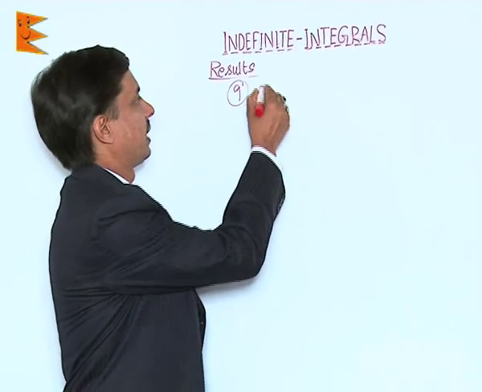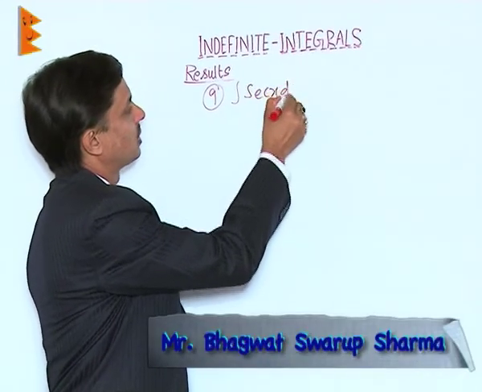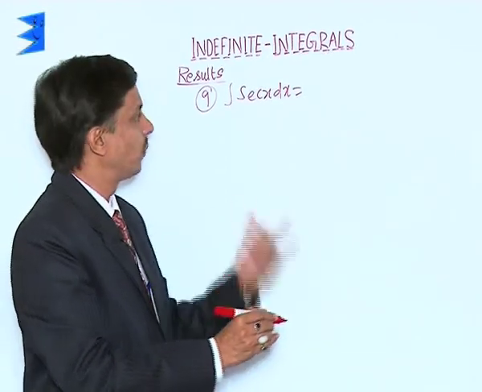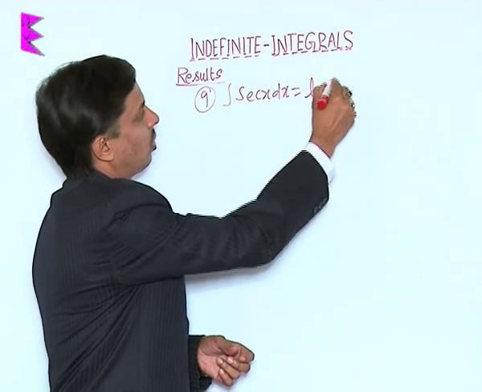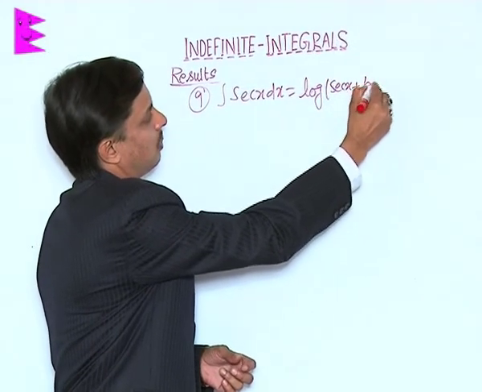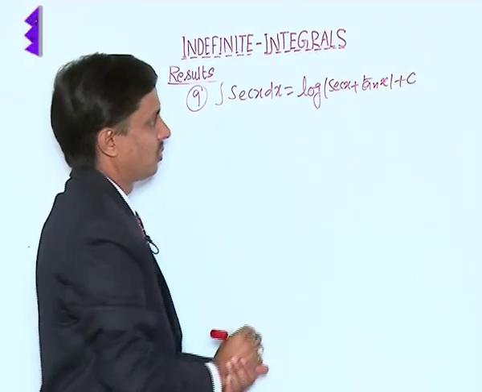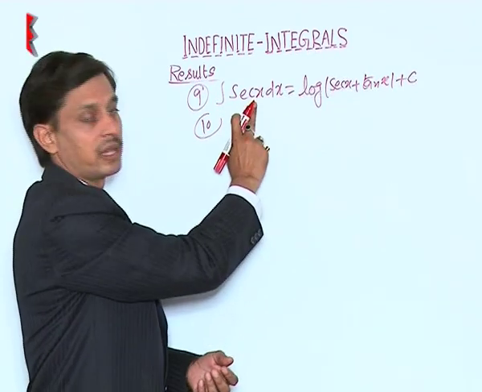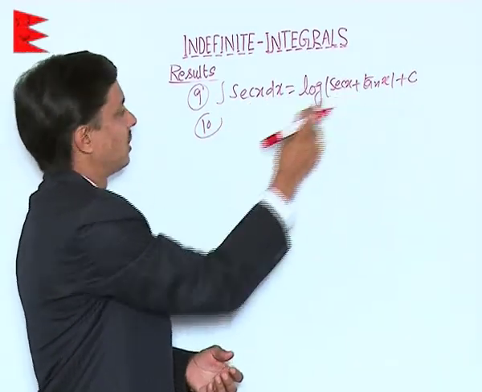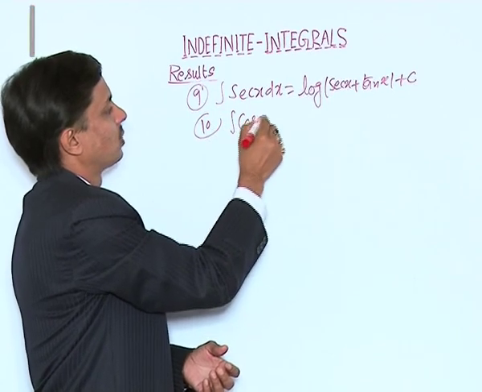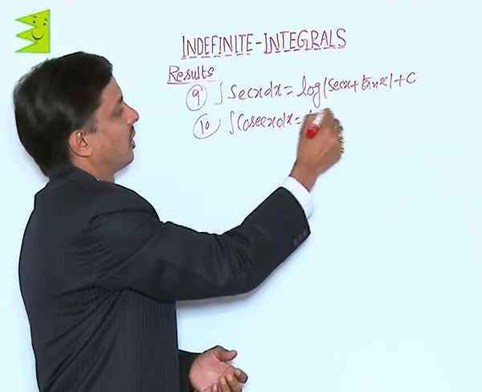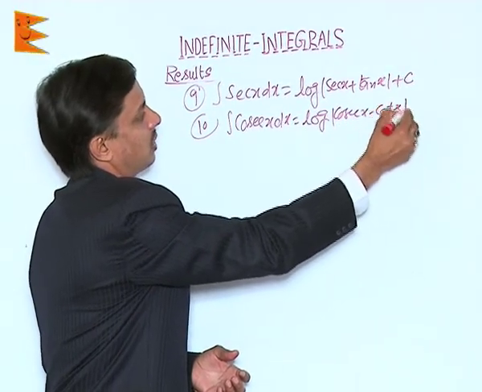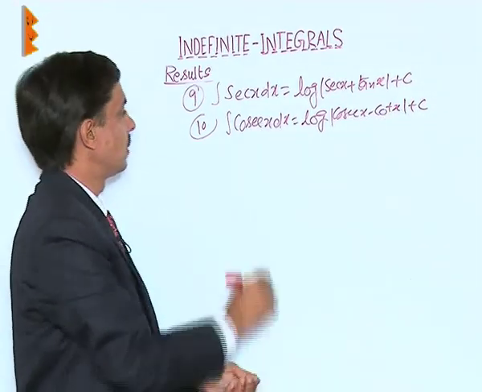Now the integration of sec x. If we discuss the integration of sec x, we need to think of a function whose differentiation is sec x, and that is log of mod of sec x plus tan x plus integrating constant c, because the derivative of this will be sec x, hence the antiderivative of sec x is this. Similarly, the integration of cosec x is log of mod of cosec x minus cot x plus integrating constant c.